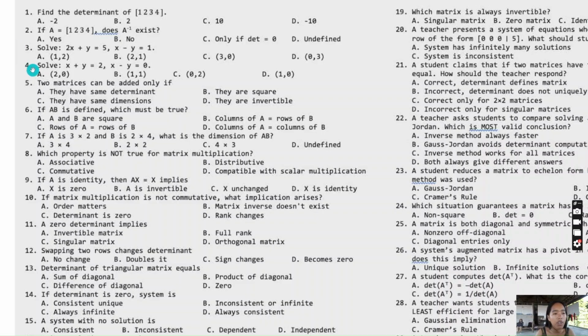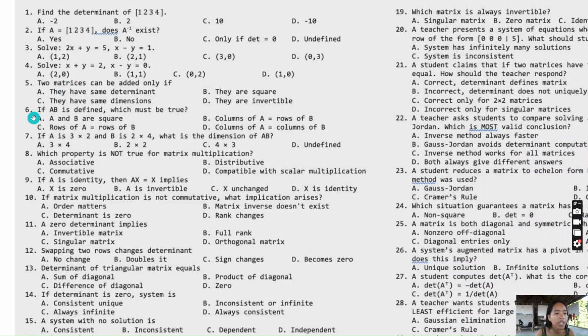To move on, question number 2. The question is, if A is equal to 1, 2, 3, 4, does A inverse exist? The correct answer is letter A, which is yes. Now let us explain why. A matrix has an inverse if and only if its determinant is not equal to 0. As in number 1, the determinant is -2, so it has an inverse since the determinant is not equal to 0.